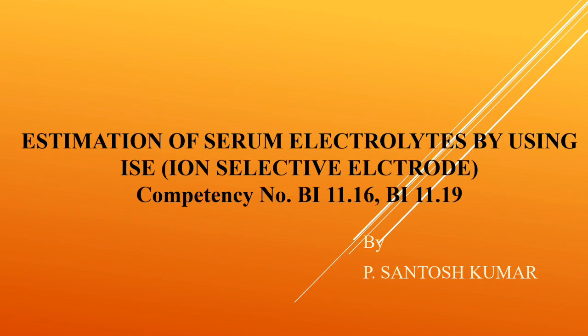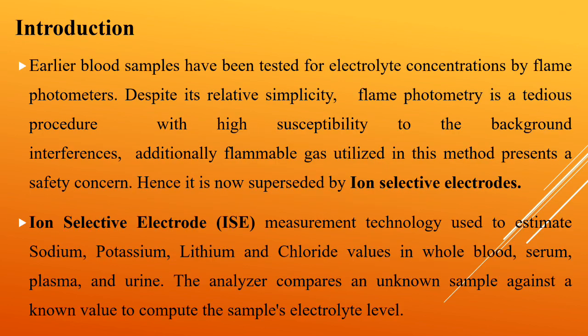Today we will discuss another demo, estimation of serum electrolytes by using ISE. ISE means ion selective electrode, with the competency numbers BI 11.16 and BI 11.19. So ISE is a method which is used to measure the electrolytes, or ions. Mainly here electrolytes, that is sodium, potassium, chloride and lithium.